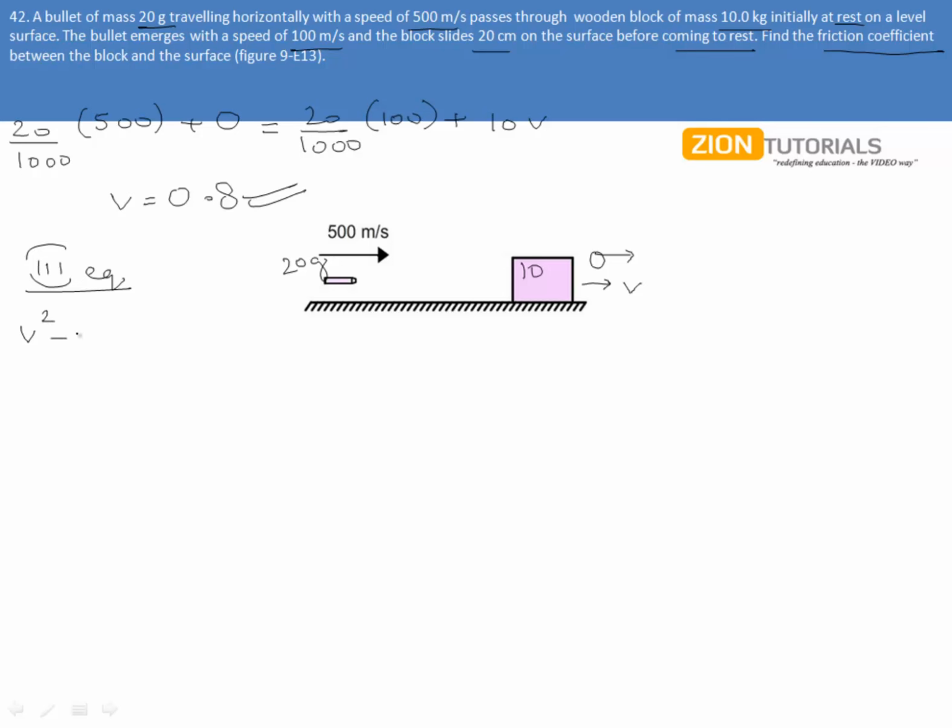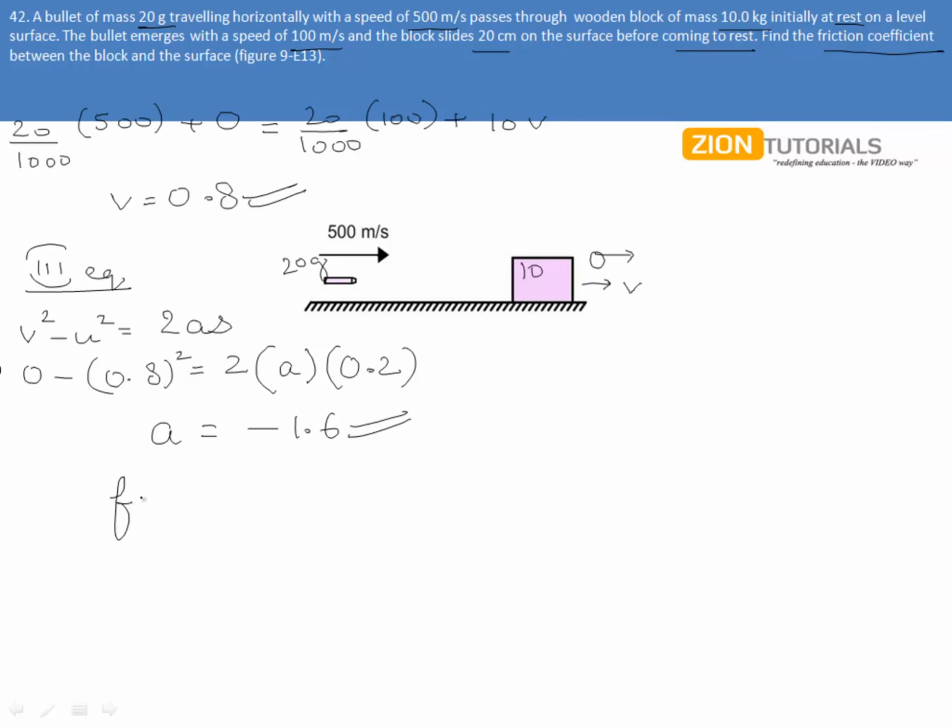So this is v square minus u square equals 2as, v square being 0 and u square being 0.8 square equals 2 times a, and the displacement being 0.2 meters, giving me an acceleration of minus 1.6. Now this means there is an acceleration of 1.6 meters per second square in the opposite direction to motion. And this is due to the frictional force.